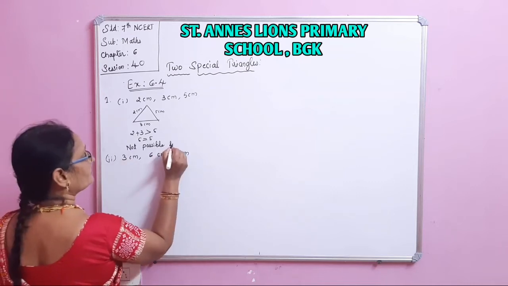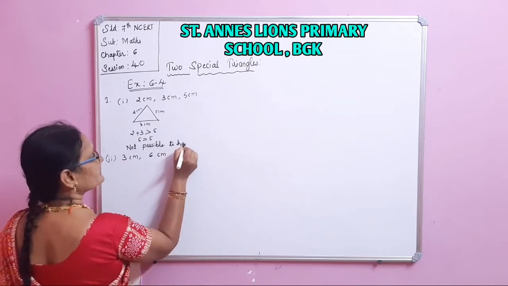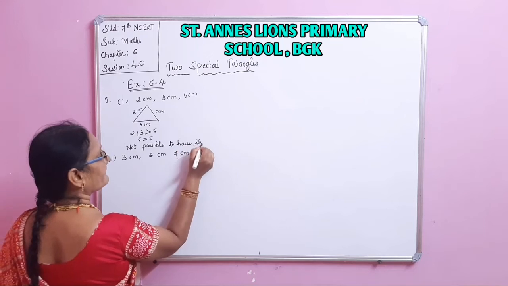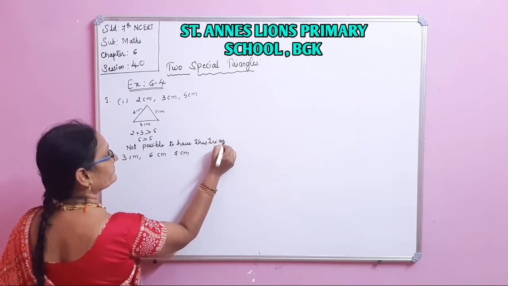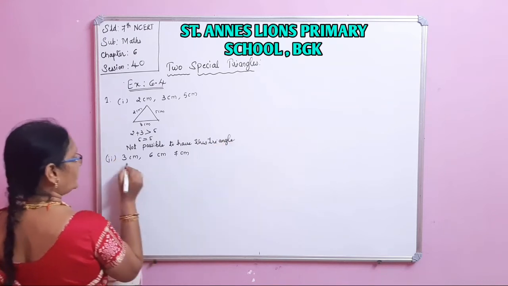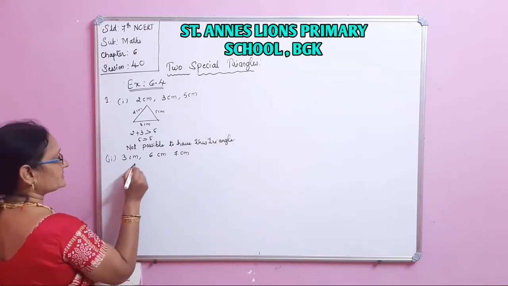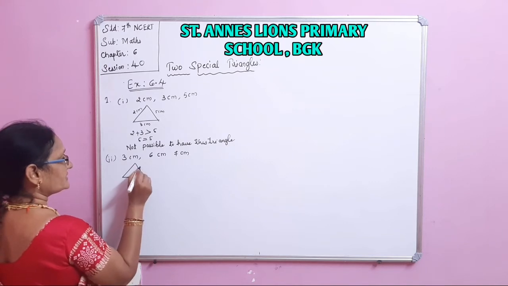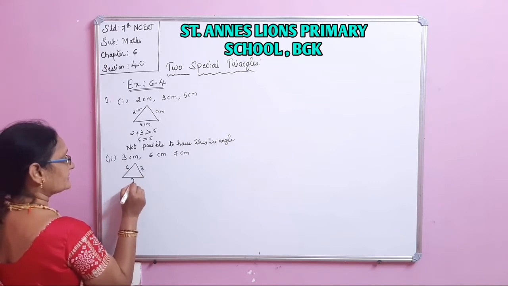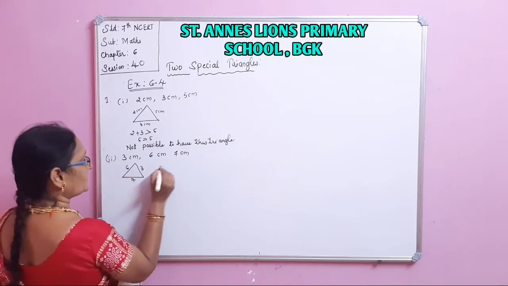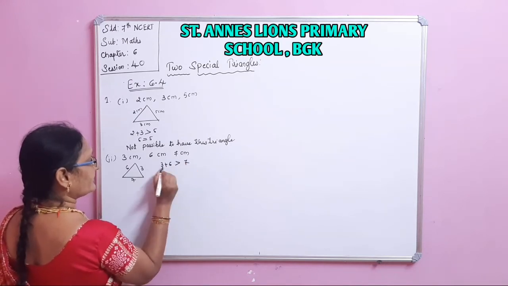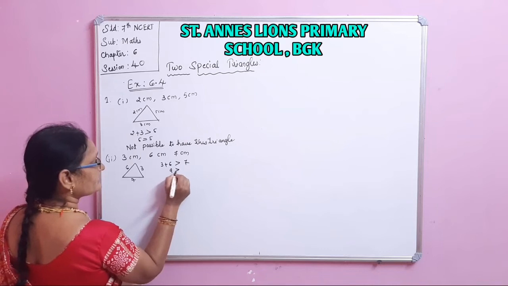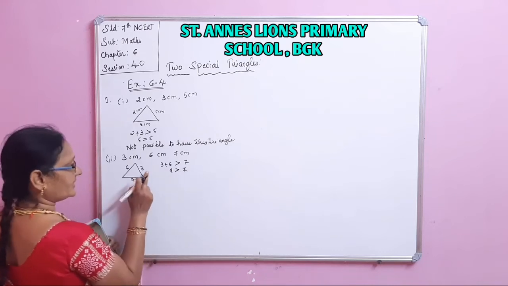It is not possible to have this triangle. Now we see here, this is one triangle with sides 3, 6, 7. We will do now 3 plus 6. 3 plus 6 must be greater than 7. 3 plus 6 is 9, which is greater than 7. Yes, the condition is satisfied.